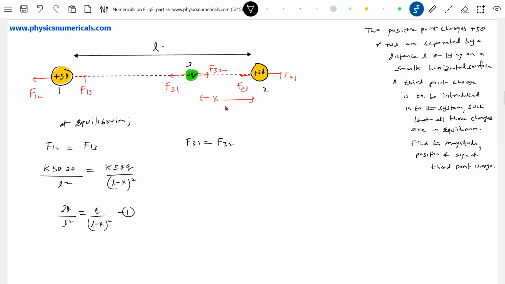Similarly, let me look at point charge 3. The net force on it should be 0. So F31 should be equal to F32. What is F31? F31 is equal to K times 5q times q by (L minus x) whole square. What about F32? It is equal to K times q times 2q by x square. Already the sign we have taken care of by assuming the direction of forces, so no need to write minus q. Only the magnitudes of forces have to be equated here. So q will get cancelled.